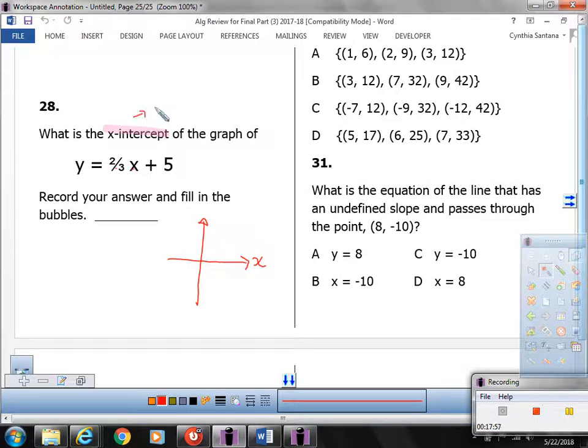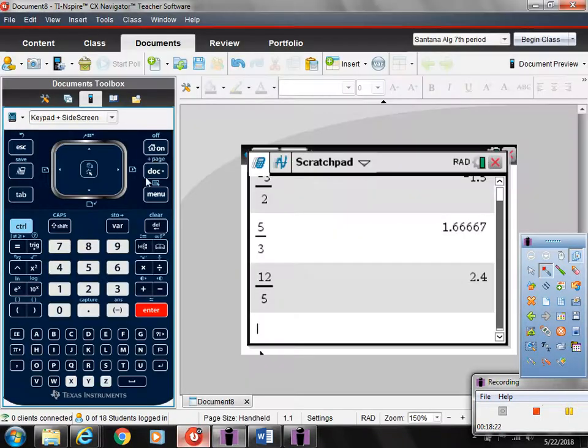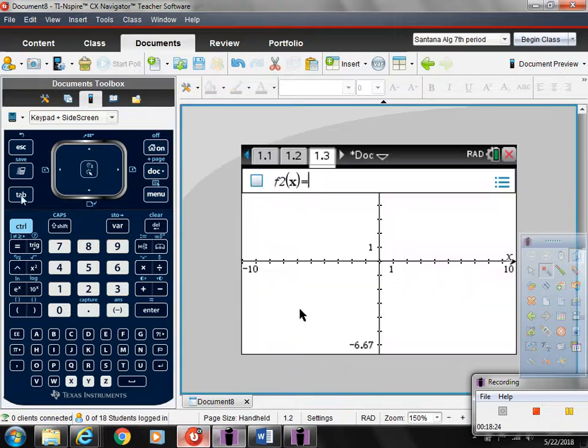So it's where the line crosses the x-axis. That's why they call it an x-intercept. Being intercepted by the x-axis. Should be an A there. Alright, so let's see where this crosses the x-axis. I'm going to use the graph app for that.